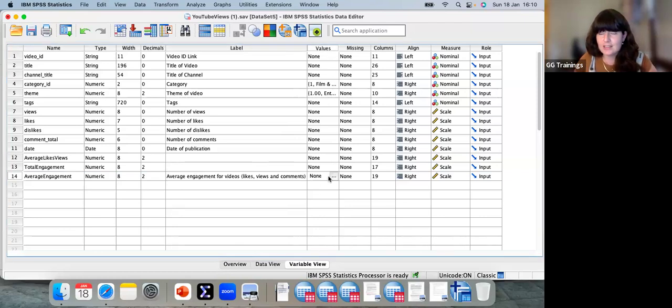And why is that the case? Because value labels are only for when you have a nominal or an ordinal variable, right? And to be able to create an average, it has to be numerical, right? We can only do that with interval ratio variables. So your average engagement variable will be interval ratio as well. And that's it for creating an average variable. Does anyone have any questions about that?